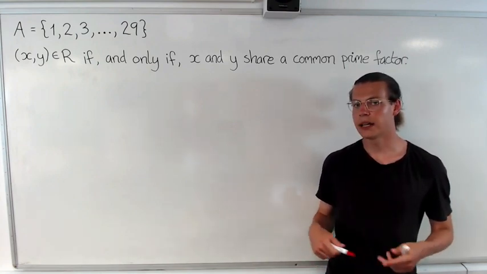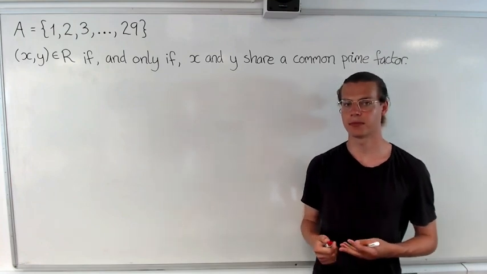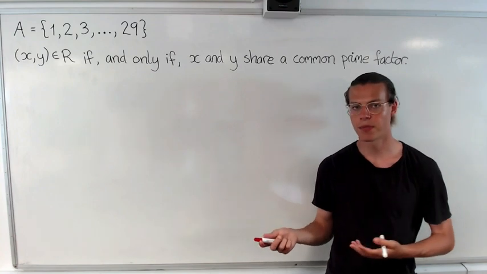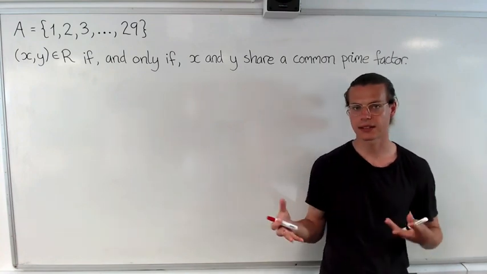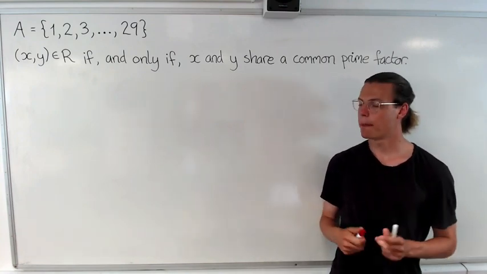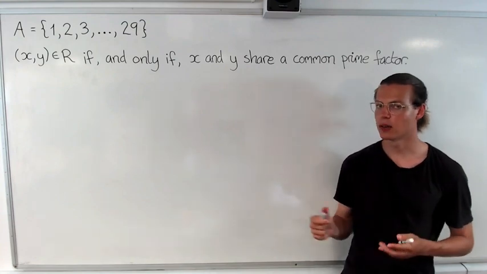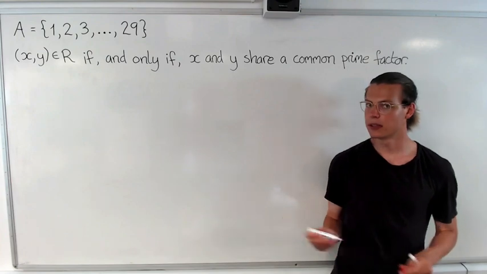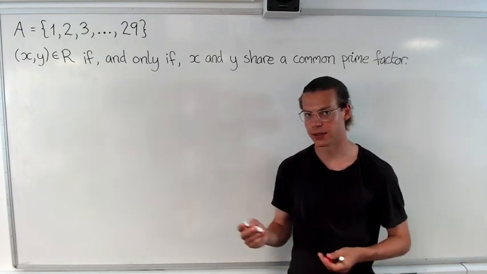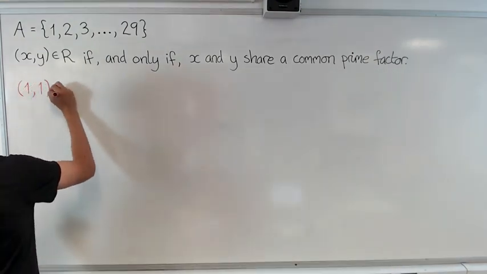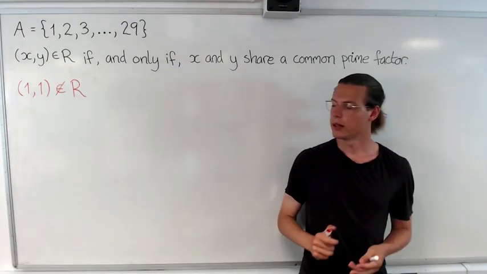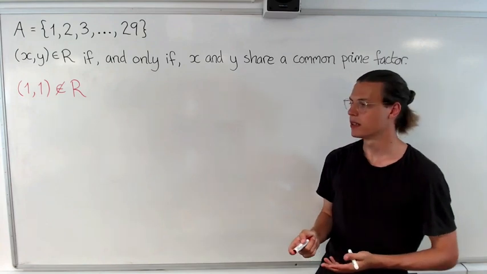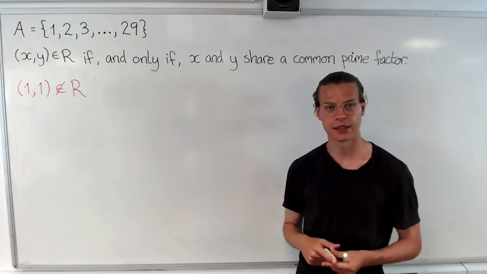Now clearly R is symmetric. If x is related to y, then y is related to x. But R is not a reflexive relation, since 1 is not related to itself. This is because 1 doesn't have any prime factors, so it does not share a common prime factor with itself.